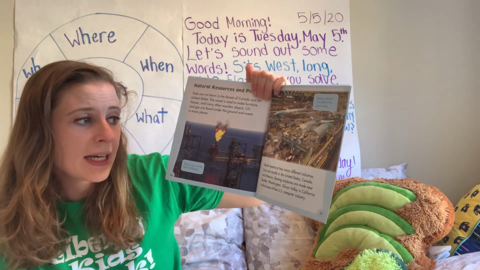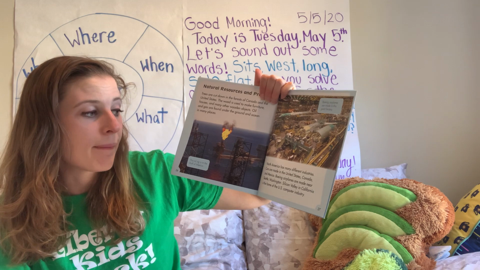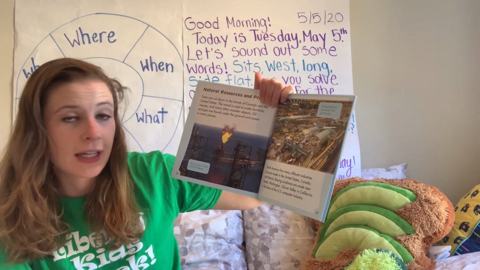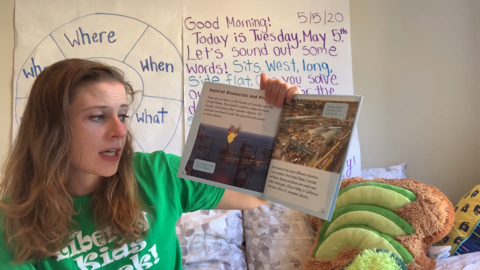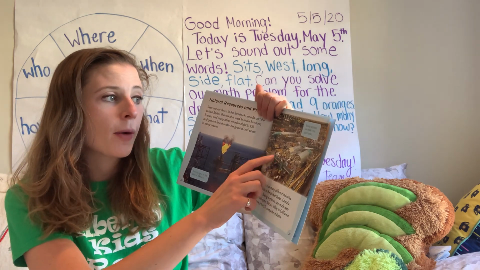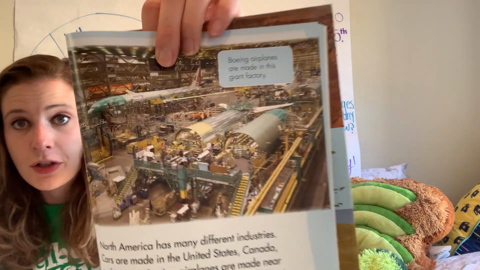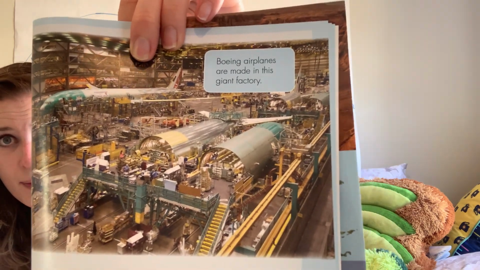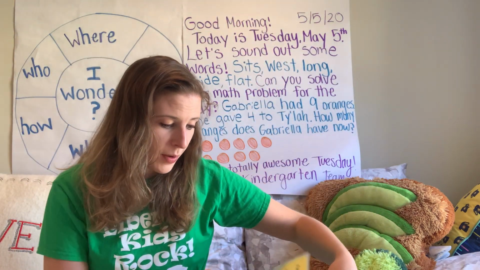North America has many different industries. Cars are made in the United States, Canada, and Mexico. Boeing airplanes are made near Seattle, Washington, so now they are talking about airplanes. Silicon Valley in California is the home of the U.S. computer industry. So here our Boeing airplanes are being made in a giant factory. So that is really neat. If you pause that picture, I'm sure you could come up with lots of questions about what's going on there.